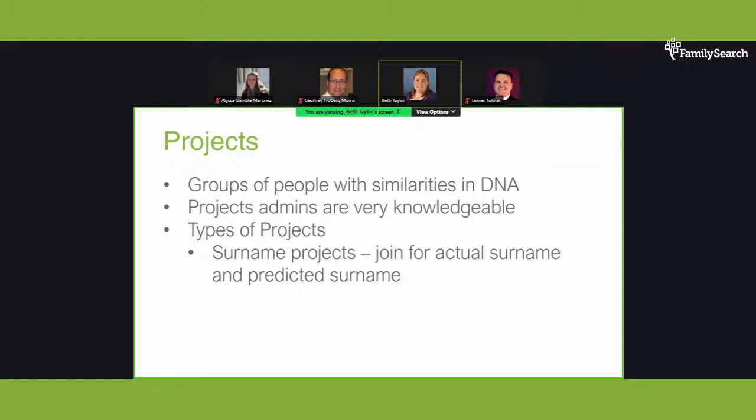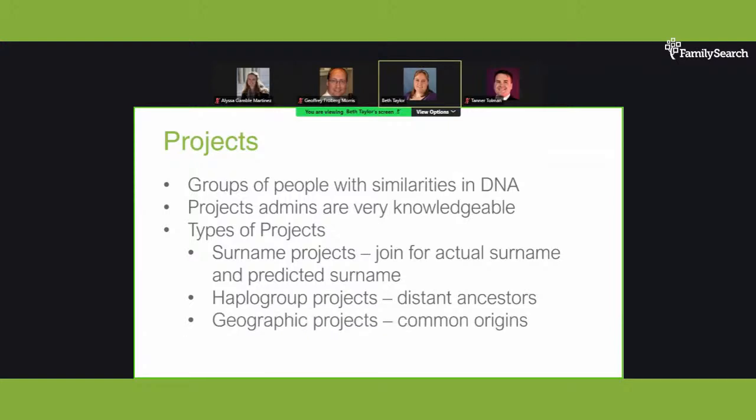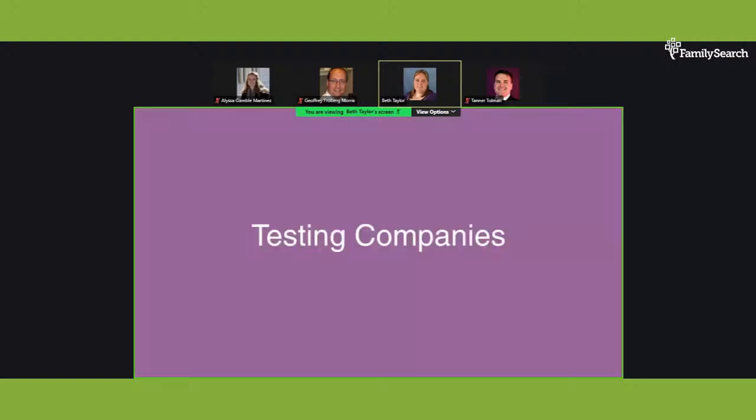So it helps maybe disprove or separate out Taylors that aren't related to me, which is huge when you're working with a really common surname like Taylor. You can also join what are called haplogroup projects, and there's more information about haplogroups in your handout. There's even geographic projects where they're taking the Isle of Man and trying to find descendants of people who live there so that they can see commonalities in the DNA from that area. These are, again, another way to engage with your DNA.